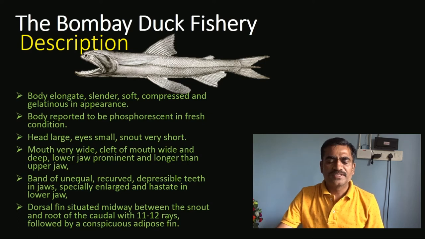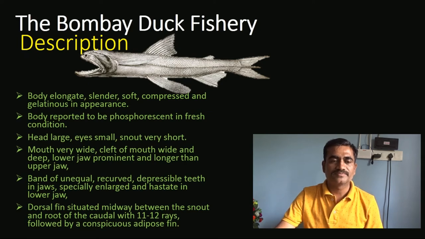The fish exhibits phosphorescence in fresh condition, so we can easily identify it. It will be glittering in the water body. It is a peculiar character in fresh condition, that is, the phosphorescence condition is present.